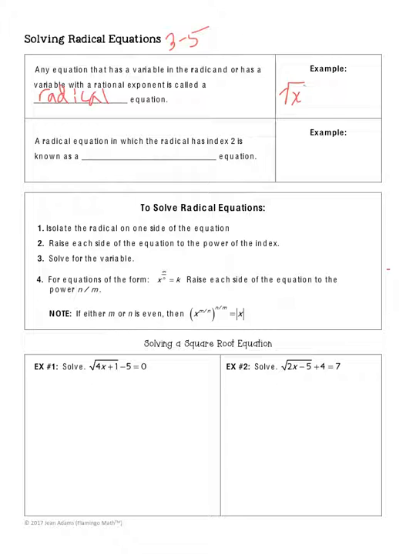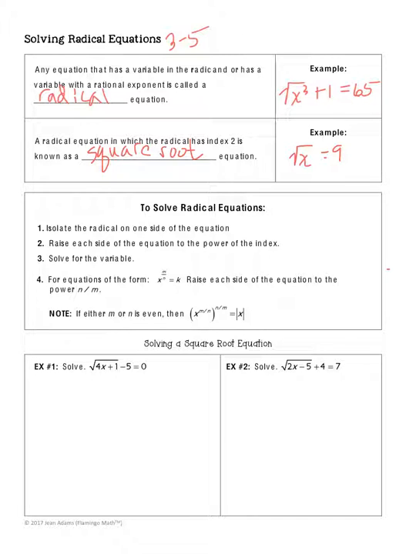The square root of x cubed plus 1 equals 65. Then the next one, a radical equation in which the radical has an index of 2, is known as a square root equation. An example of that would be the square root of x is equal to 9.